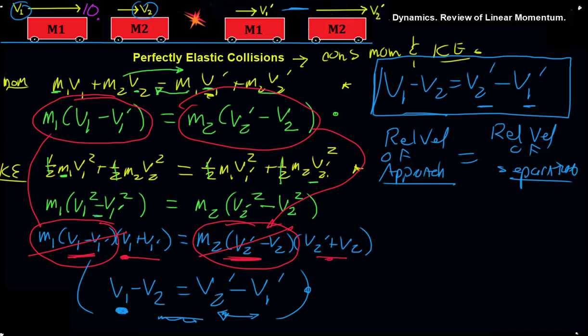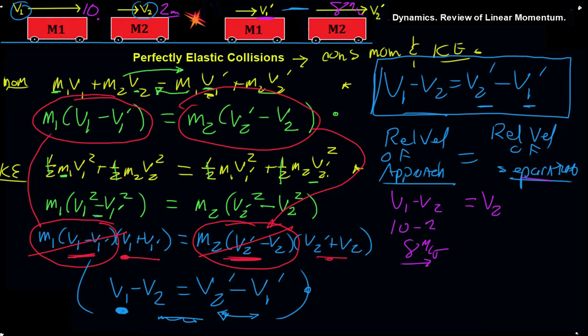Let's have this be 10 meters per second and this be 2 meters per second, and let's have this be 8 meters per second afterwards, and we'll try to find that. Well, v1 minus v2 will be 10 minus 2, which is 8 meters per second. And that tells us that wagon 1 is closing in on wagon 2 at 8 meters per second. If you were on board wagon 2, that's what you would see. Wagon 1 coming at you at 8 meters per second.